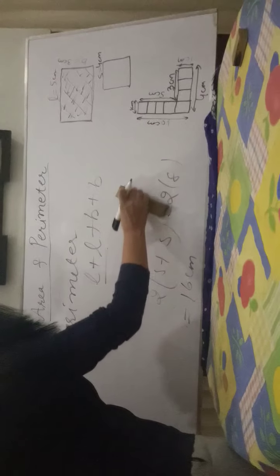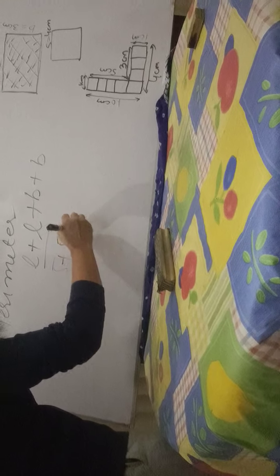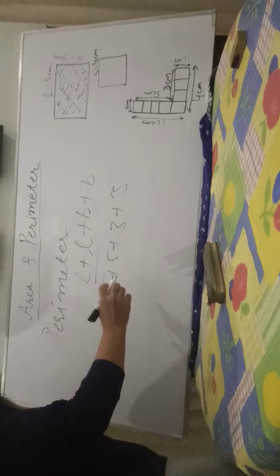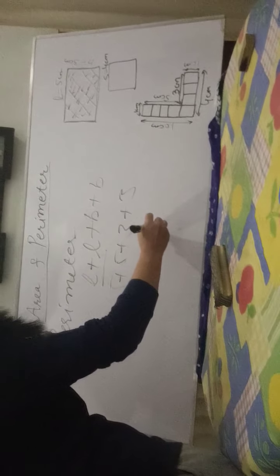Now you can also directly calculate your perimeter. How? Like this: 5 plus 5 plus 3 plus 3. You will get the same answer as I calculated earlier. 10 plus 3 plus 3 is equal to 16 centimeters. I hope you all have got this.